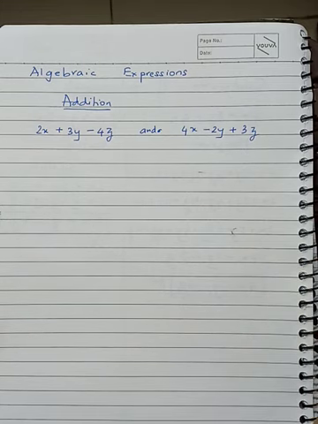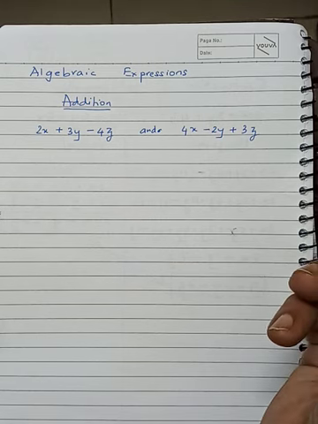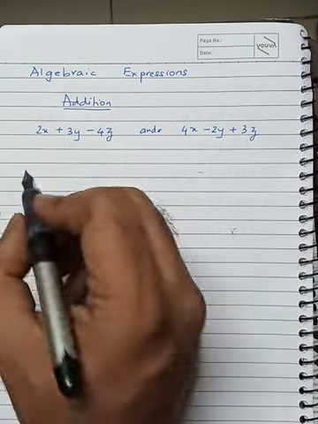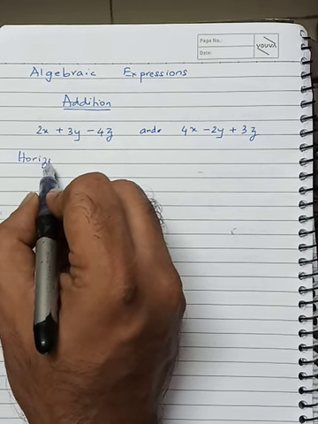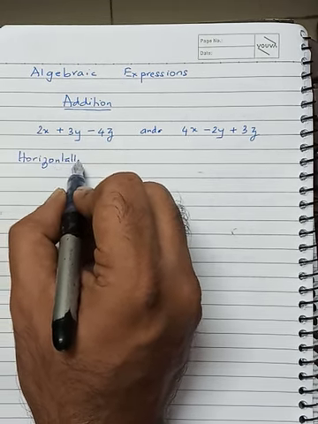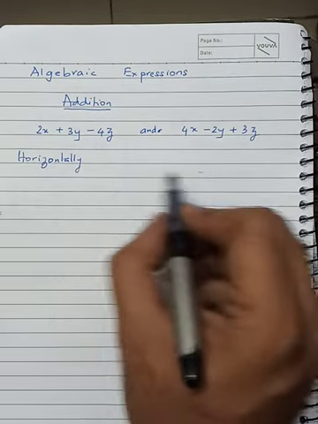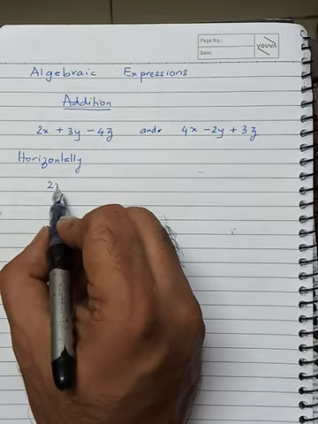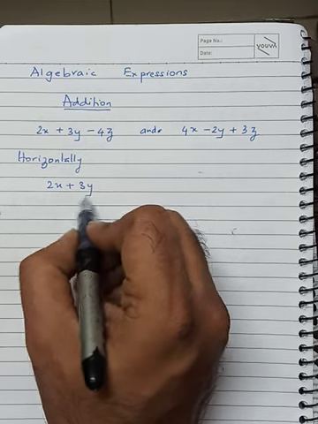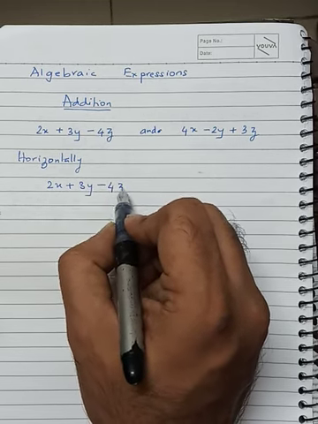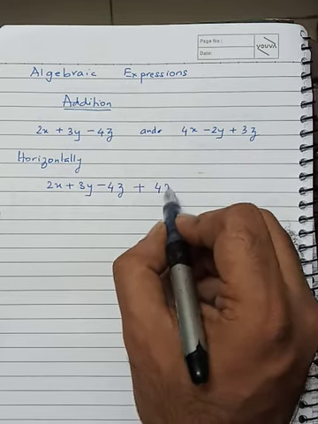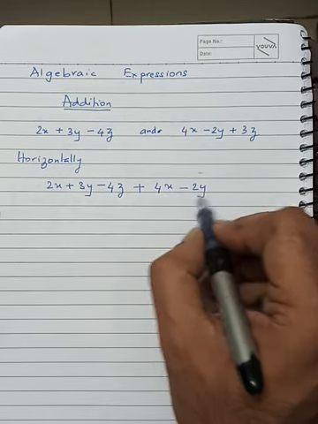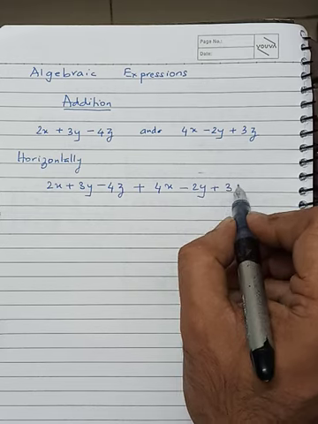Now there are two ways to do it. One is I can do it horizontally. The other is I can do it vertically. So I will first teach you how to do it horizontally. What does horizontally mean? It's just in one line. So I write over here 2x plus 3y minus 4z plus 4x minus 2y plus 3z.